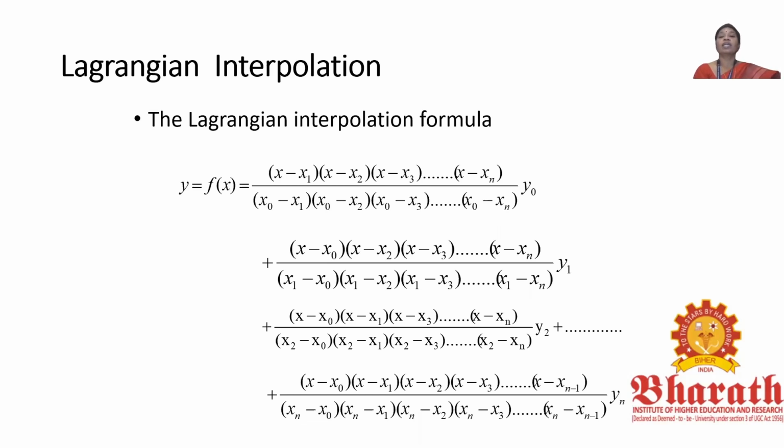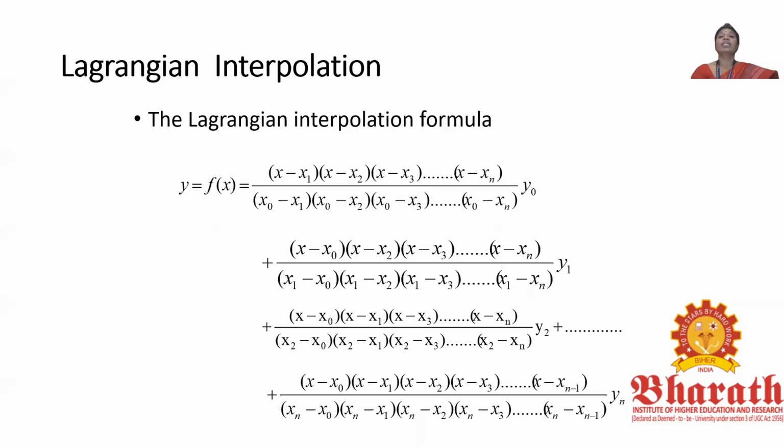x minus x0 into x minus x2 into x minus x3, etc., x minus xn divided by x1 minus x0, x1 minus x2, x1 minus x3, etc., x1 minus xn into y1, plus x minus x0, x minus x1, x minus x3, etc., x minus xn divided by x2 minus x0 into x2 minus x1, x2 minus x3 into x2 minus xn into y2, etc., etc., x minus x0 into x minus x1 into x minus x2, etc., x minus xn minus 1 divided by xn minus x0, xn minus x1, xn minus x2, etc., xn minus xn minus 1 into yn.